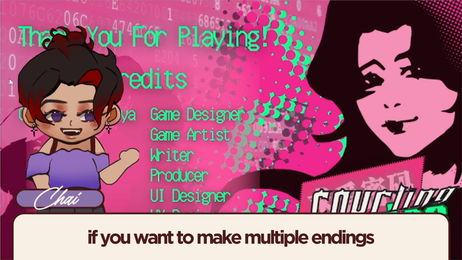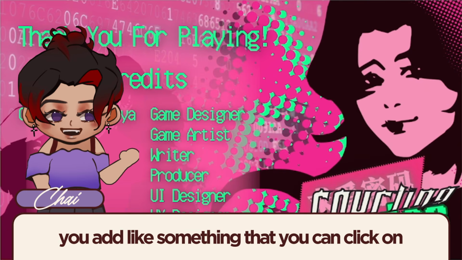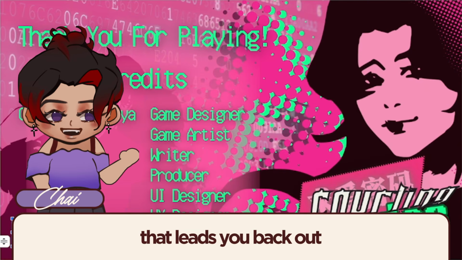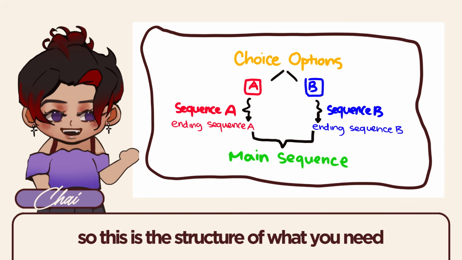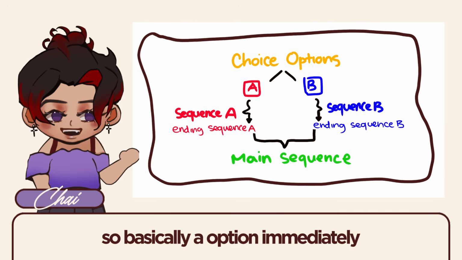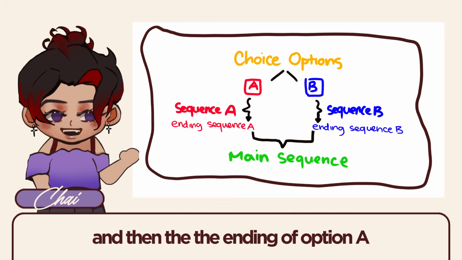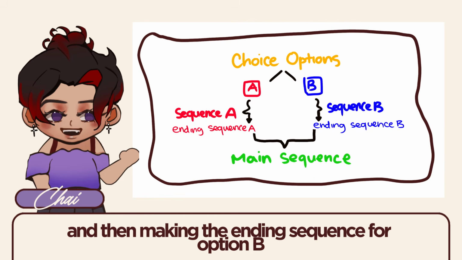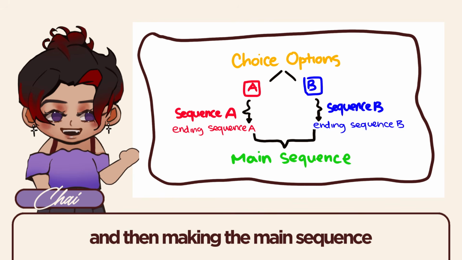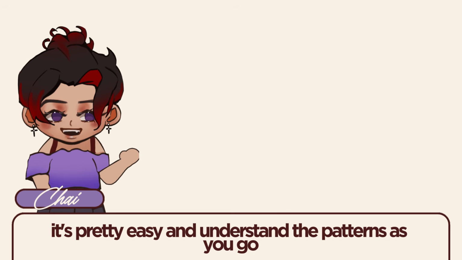If you want to make multiple endings, what you can do is make one ending first or one sequence first and make sure you add something that you can click on that leads you back out. In this case, it's the back to home button. So this is the structure of what you need. So basically an option, immediately the next slide would be option A and then the ending of option A, which links to the main sequence or just redirects it out of that ending, creating sequence B and then making the ending sequence for option B and then making the main sequence. Sounds pretty complicated, but once you make it, it's pretty easy and you'll understand the patterns as you go.